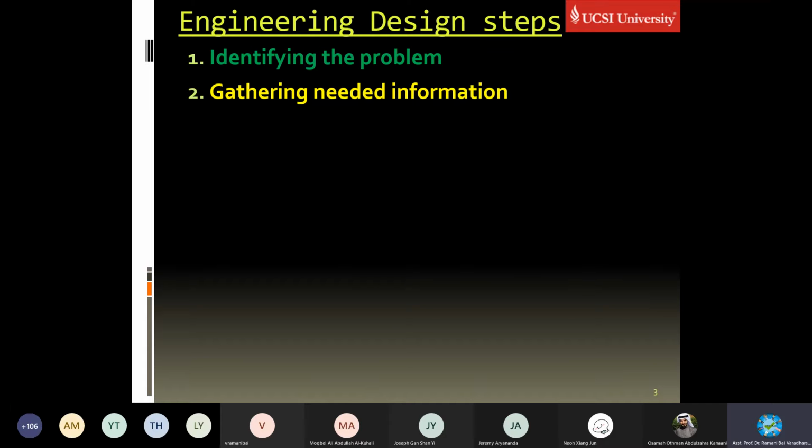Understand or define the problem first, then gather needed information. There is supporting information, data, with which only you can design. So collect all the information. If it is a new construction, collect all the background data, basic data. Start from the survey of the land.